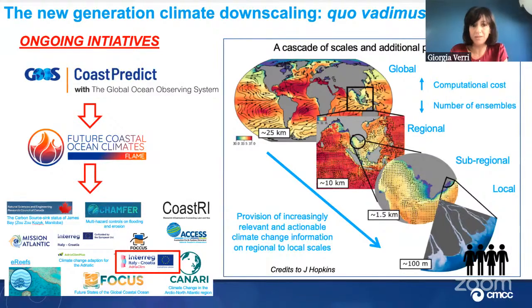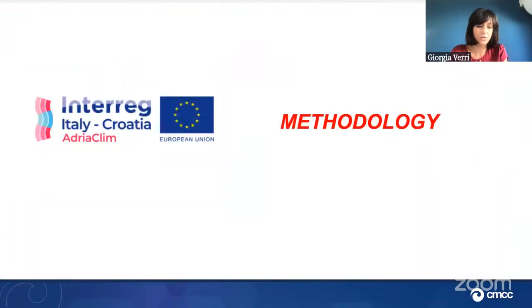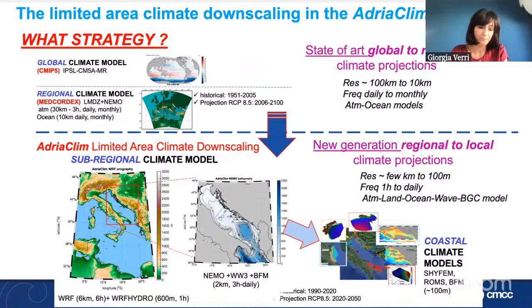reach these goals. And under the umbrella of the FLAME initiative, there is the AdriaClim project that I'm going to tell you in detail, which was a 3-year project that ended last year, while now we are in the phase of AdriaClim Plus, which is the follow-up Interreg project. So what was our downscaling strategy?